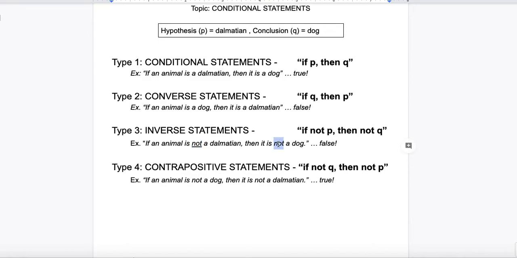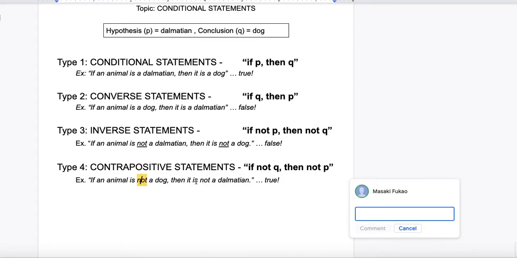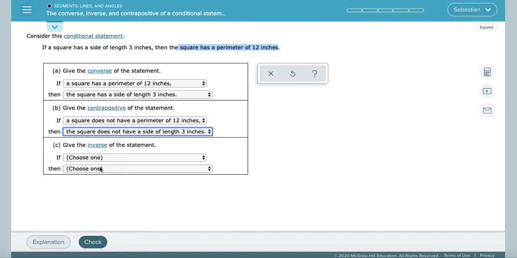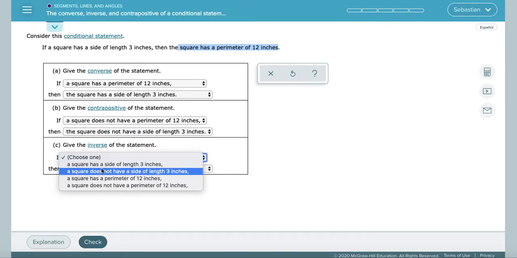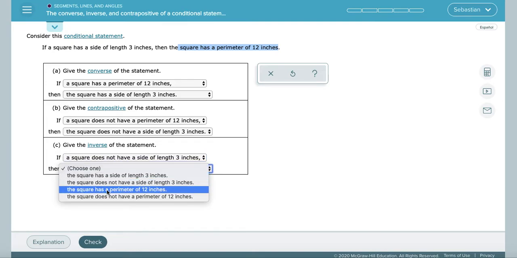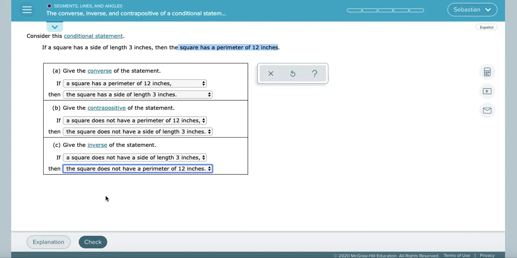The inverse here, type 3, is just your conditional statement, but with negations, right? I'm going to underline the nots here. If a square does not have side lengths of 3, then the square does not have a perimeter of 12. Okay, that looks good. Let's check it.